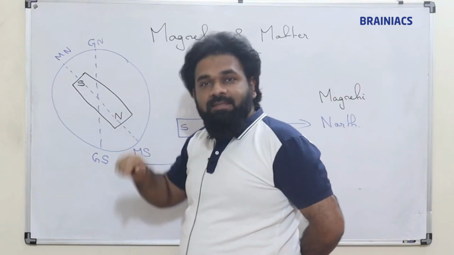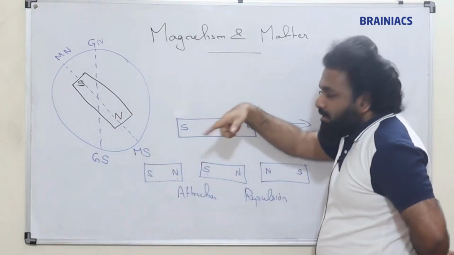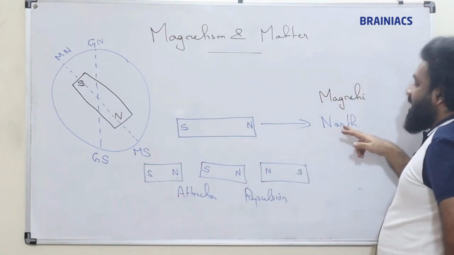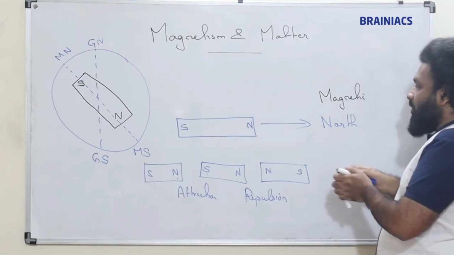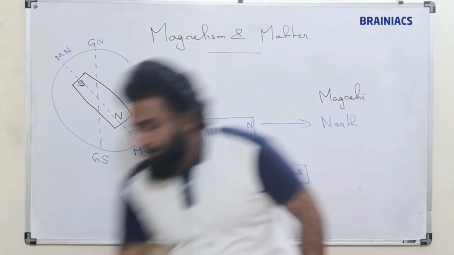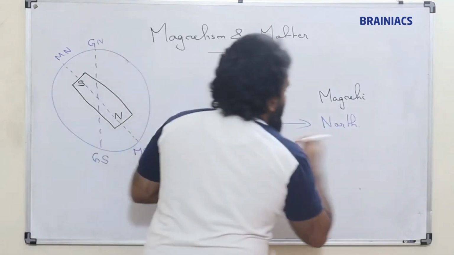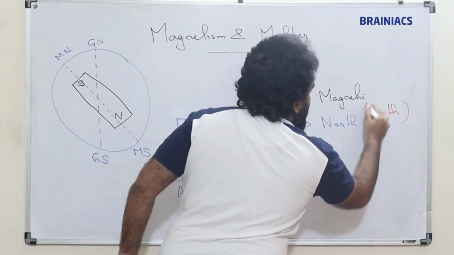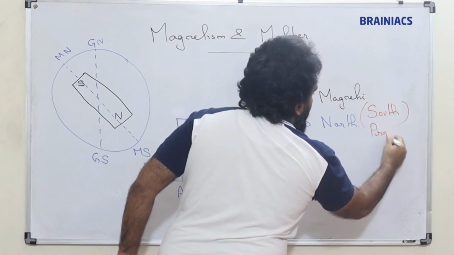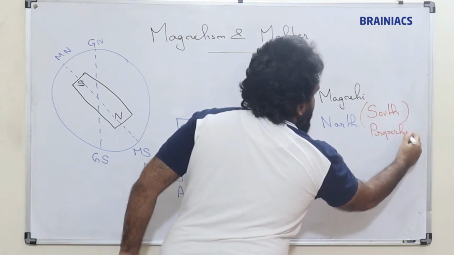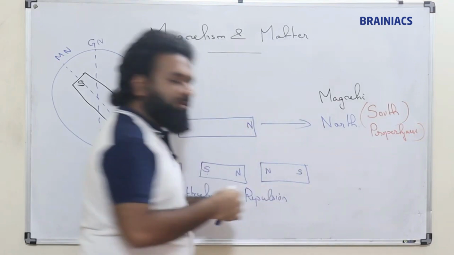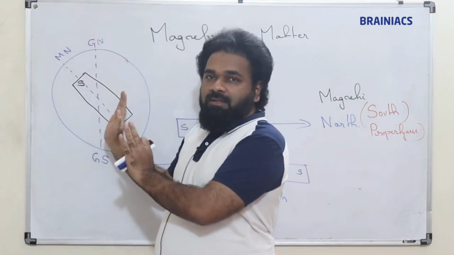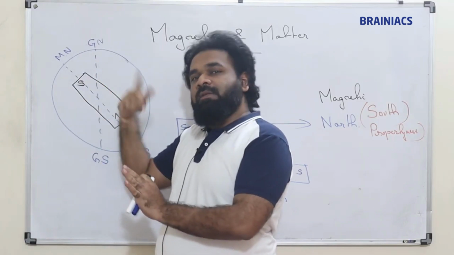That is the reason when we suspend a magnet, that magnet's north pole will be pointing towards magnetic north. This magnetic north, property wise, is actually south. Okay, all those things we will discuss. Just for the time being, just understand this much and leave. We will discuss this in another topic.